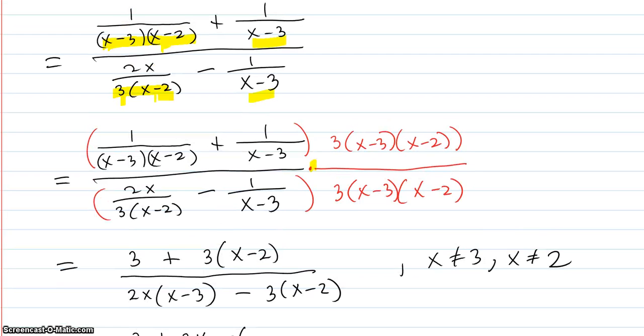Okay, so now you distribute over. This whole quantity has to hit on this one. And when it does, the x minus 3 and x minus 2 are going to cancel out, and you're going to get 3 times 1, which is 3. Then this whole thing has to hit onto the 1 over x minus 3. And when it does, the x minus 3 is going to cancel out with this x minus 3, and you're going to be left with 3 times x minus 2 times 1. 3 times x minus 2.